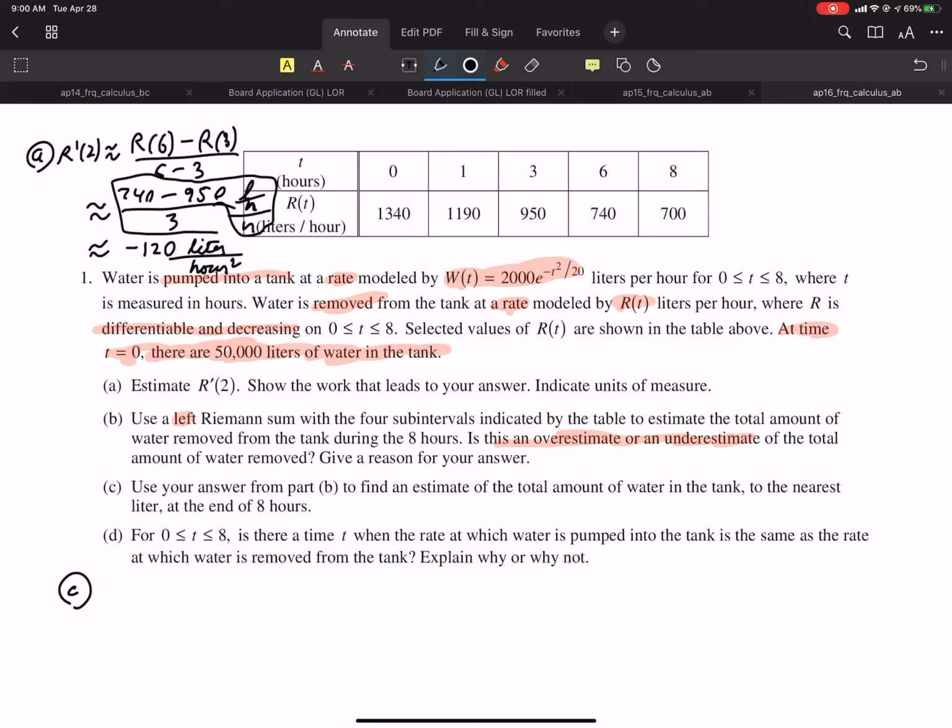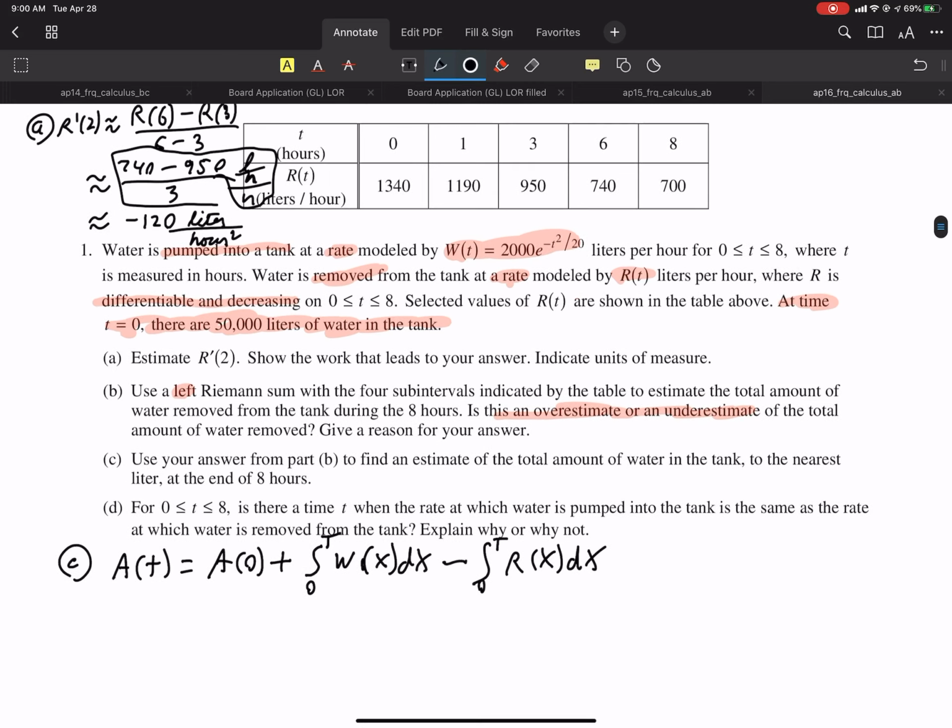So part C, to find the total amount of water in the tank, it's the starting amount plus the amount added. So to figure out the amount added, you would integrate the rate water was added from 0 to t. And since t is used up as a variable, I will use x here. And you subtract the amount of water removed. That would be the integral of r of t. But since I used t already right there, I have to use a different variable. And x is good because my calculator uses x's.